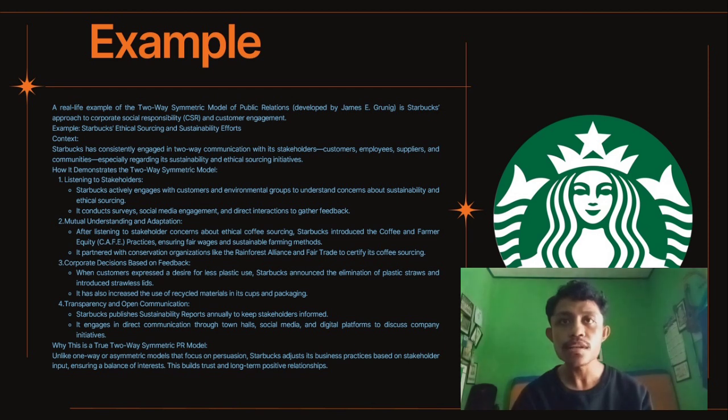How does it demonstrate the two-way symmetric model? The first one, listening to the stakeholders. Starbucks actively engages with customers and environmental groups to understand concerns about sustainability and ethical sourcing. It also conducts surveys, social media engagement, and direct interaction to gather feedback. The second one, mutual understanding and adaptation.